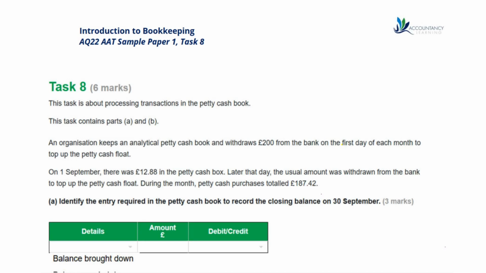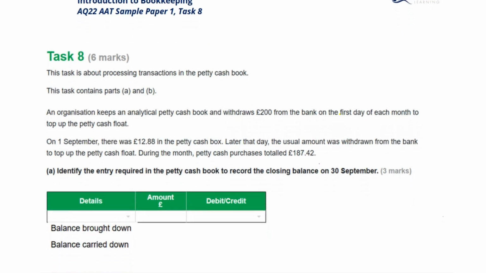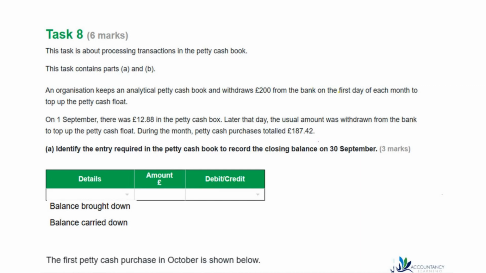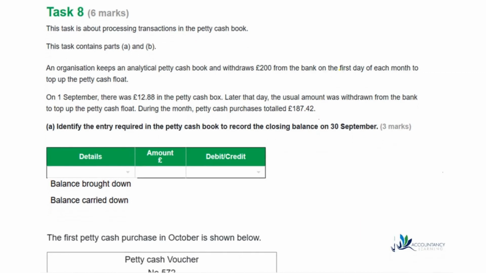I'm Sarah, and in this video I'll take you through the Introduction to Bookkeeping sample paper 1 task 8. So task 8 is all about processing transactions in the petty cash book.